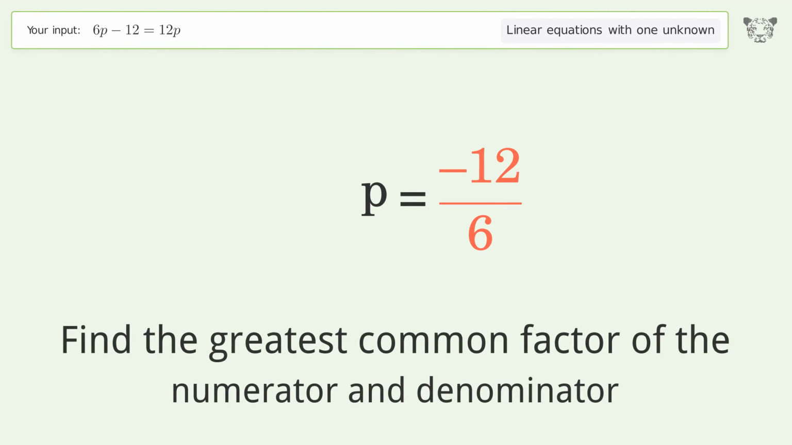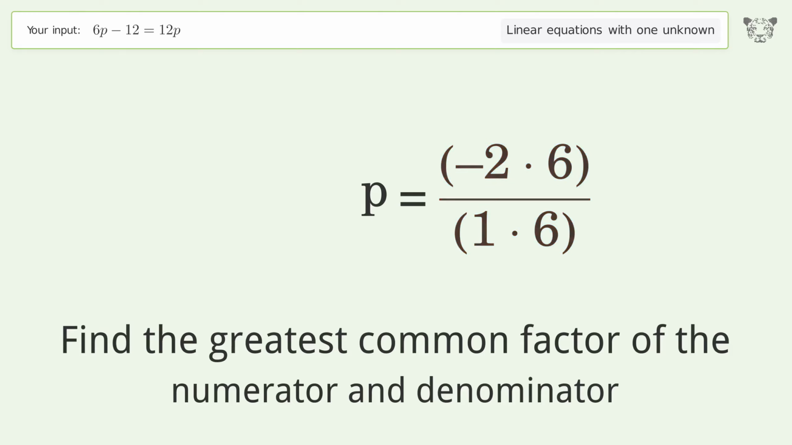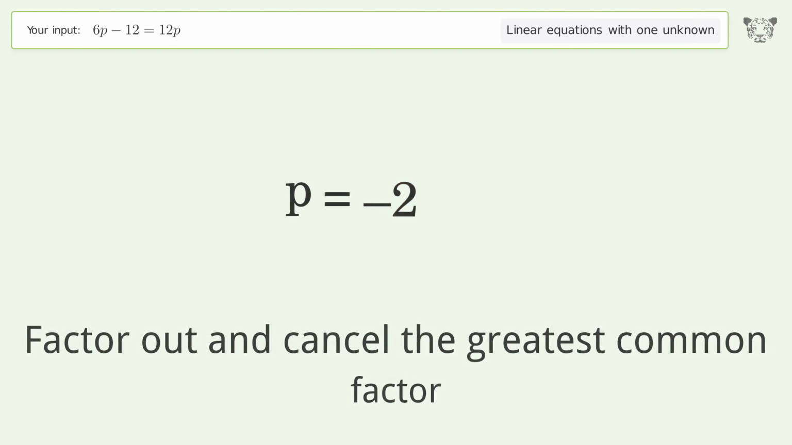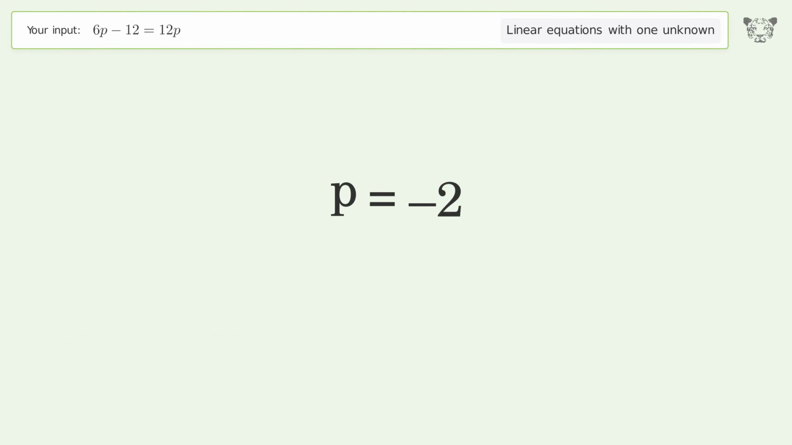Find the greatest common factor of the numerator and denominator. Factor out and cancel the greatest common factor. And so the final result is p equals -2.